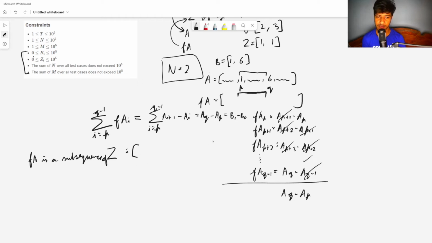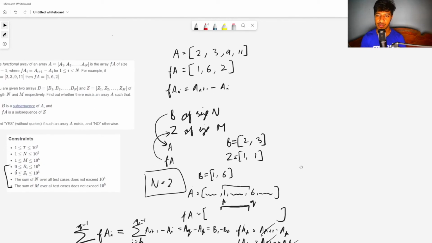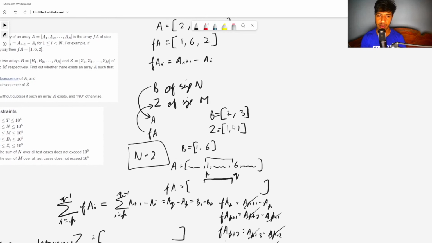If Z is an array, there must be a subsequence of this array so that the sum of that subsequence is B of 1 minus B of 0, right? In our example case, 3 minus 2 is 1. Is there a subsequence that is equal to 1? There is. This subsequence and this subsequence, both are 1s. So that is why our f of A looks like 1, and that means A will look like 2 3.